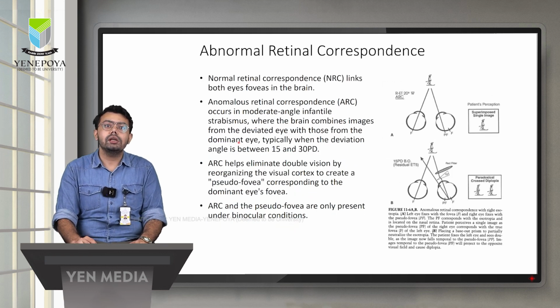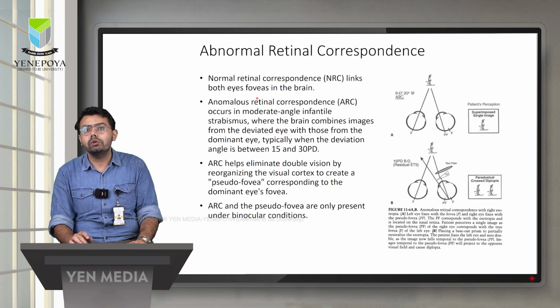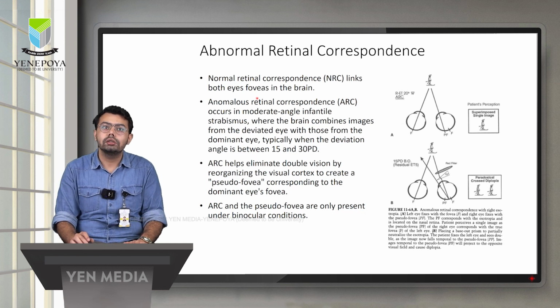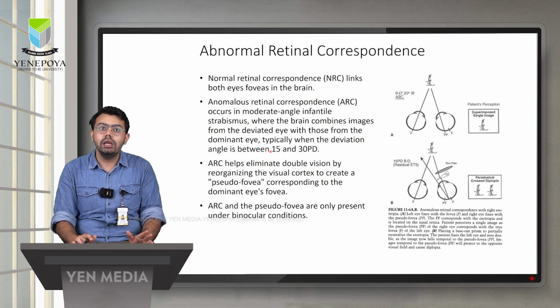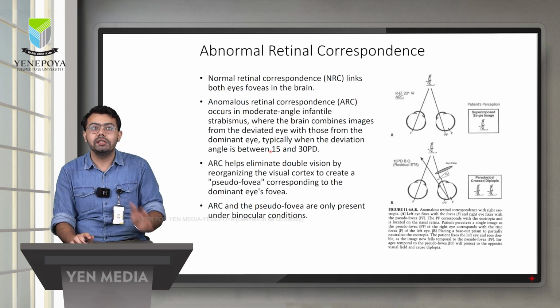Coming to the second point, abnormal retinal correspondence. Before that, we will talk about what a normal retinal correspondence is. As I have explained above in the horopter and Panum's area, normal retinal correspondence means that in both eyes the image is falling on the same foveal points.